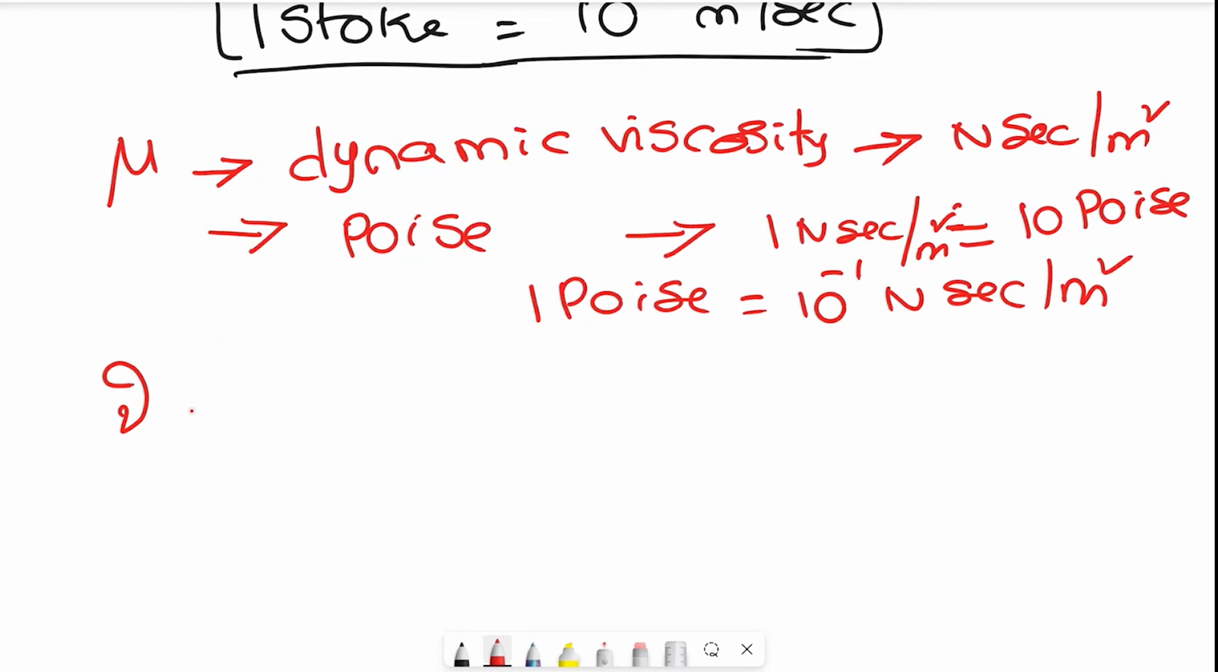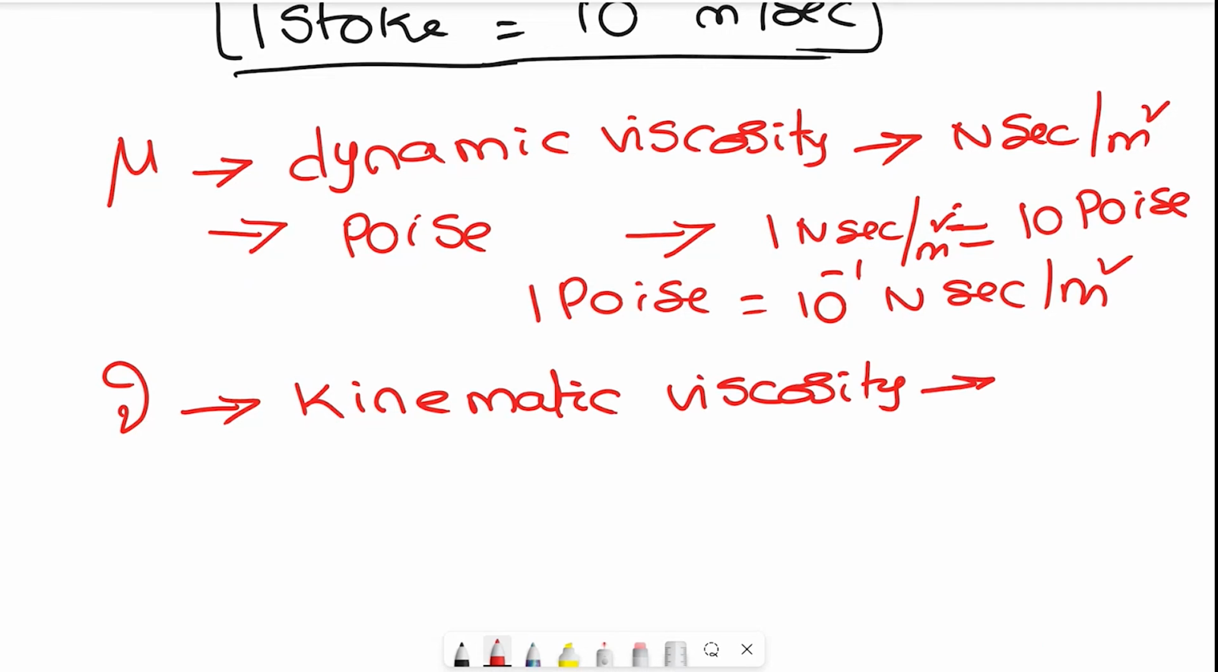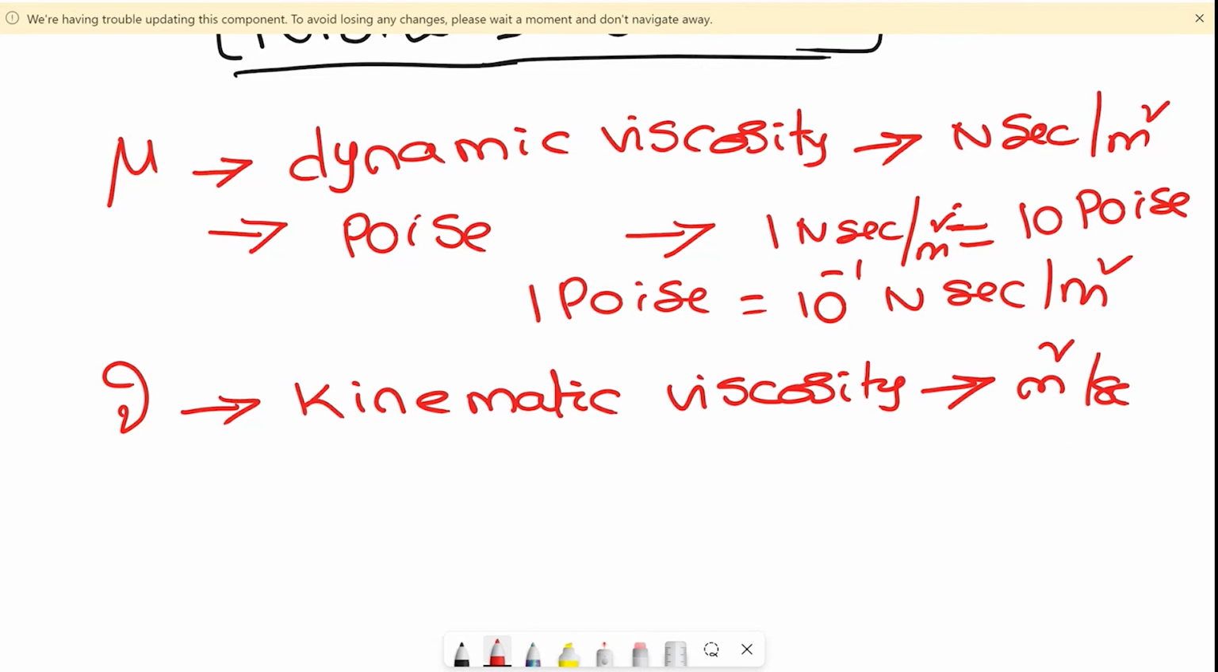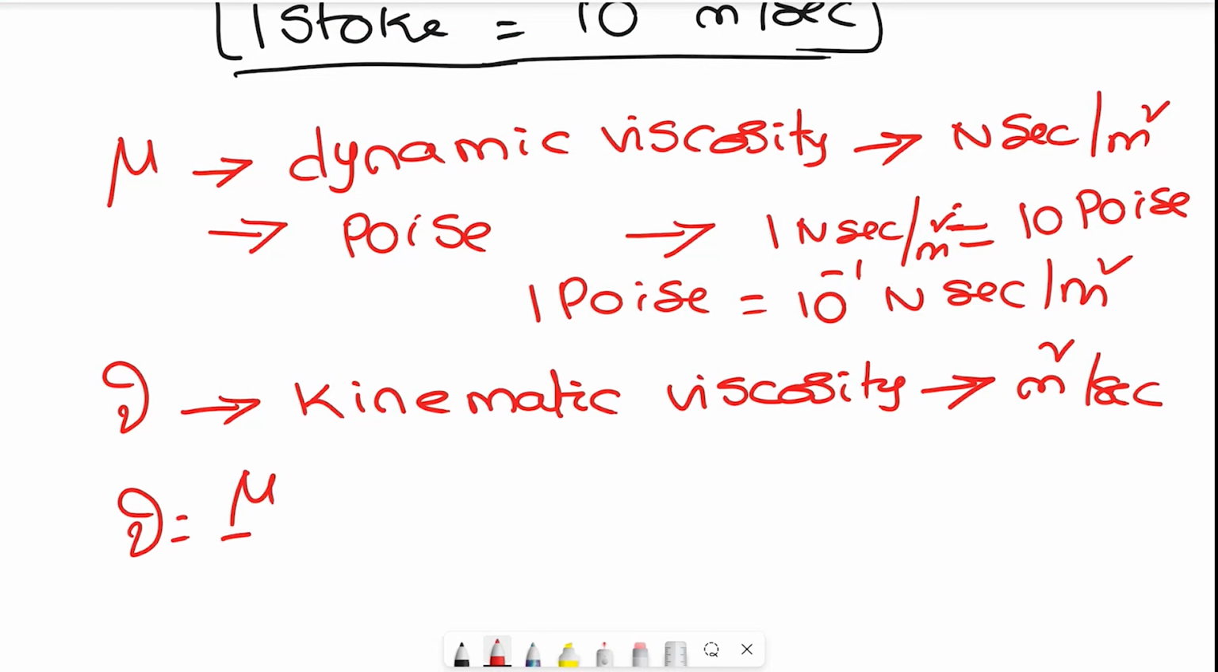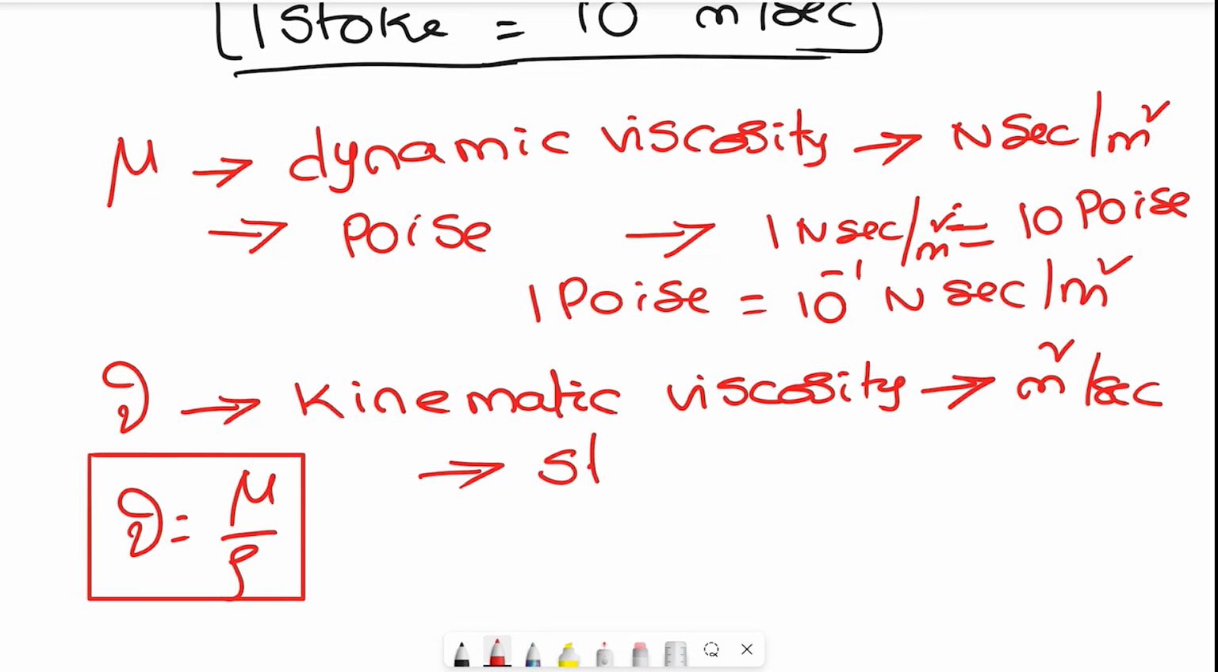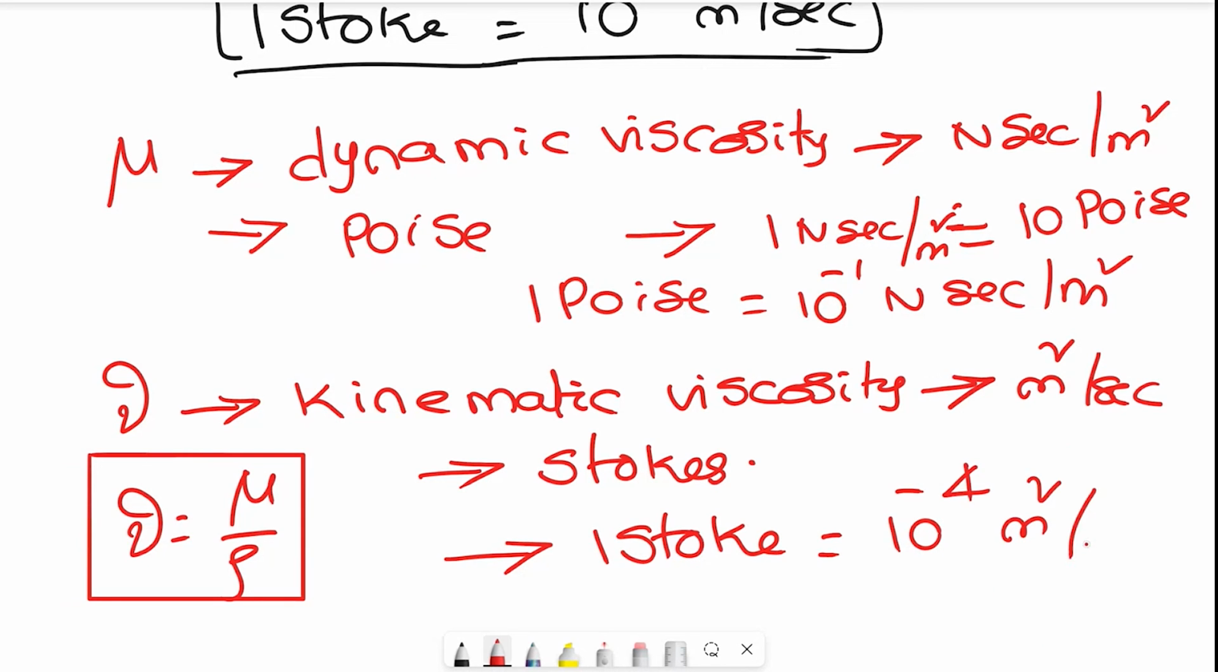Please note, nu is kinematic viscosity. The units are meter square per second. What is the relation? Nu is equal to mu by rho. The practical unit is Stokes. And the conversion factor: 1 Stoke is equal to 10 to the power of minus 4 meter square per second. So here I stop.